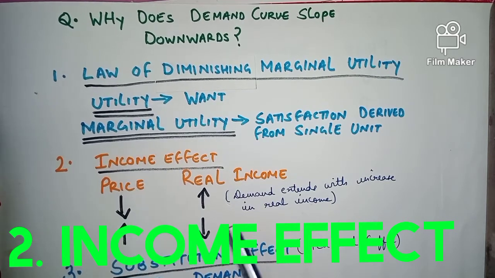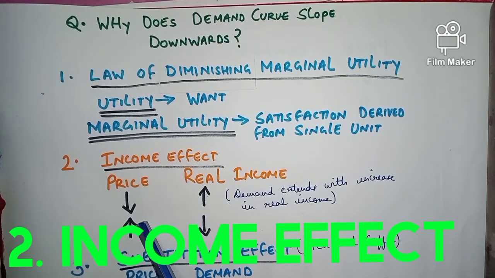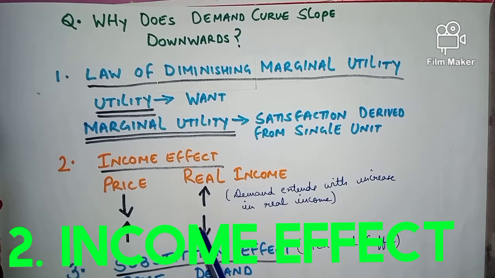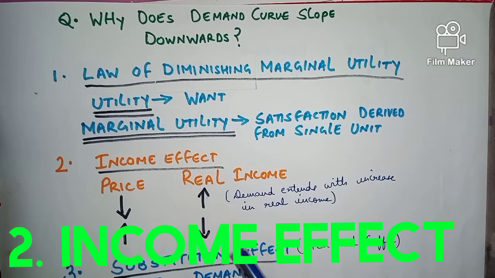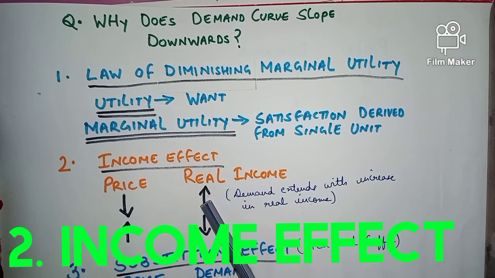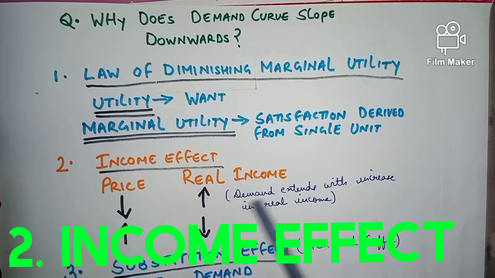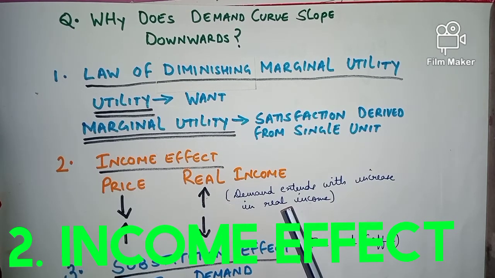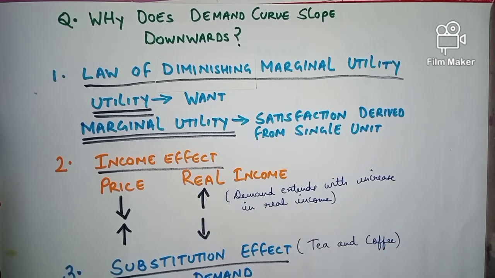With the fall in price, real income will increase, right? And vice versa, when there is an increase in the price, then our real income will decrease. Okay? Why? Because with a fall in price, real income increases. The increased real income is used to buy more units of the commodity. When our real income increases, we are buying more and more units of a commodity. Thus demand extends with the increase in real income, and conversely a rise in price leads to a fall in real income and hence contraction in demand. Okay?